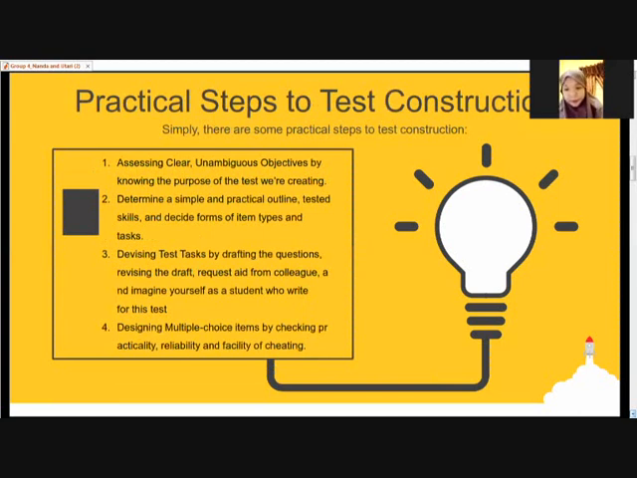Okay, next. There are some practical steps to test construction. Simply, there are some practical steps to construct the test. So the first is assessing clear and unambiguous objectives by knowing the purpose of the test we are creating. As I have explained before, in designing the test, the first or the basic step that you should consider is the purpose of the test. So you should assess clear and also unambiguous objectives.